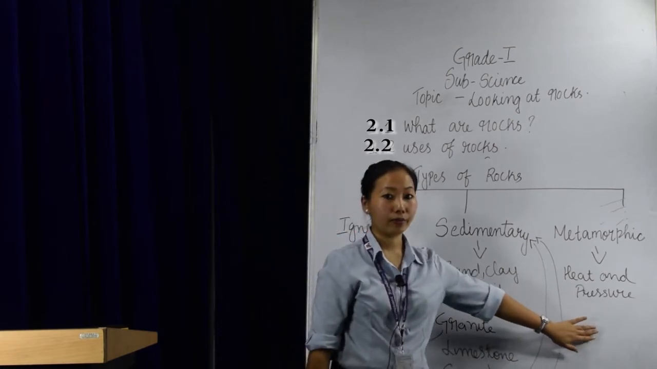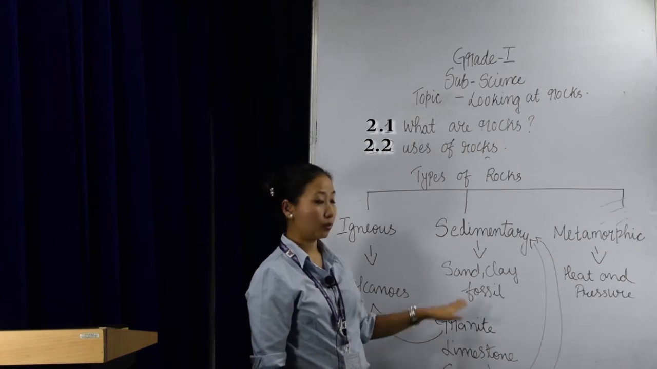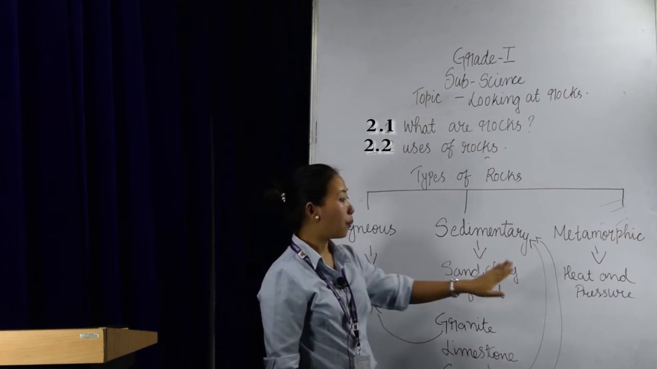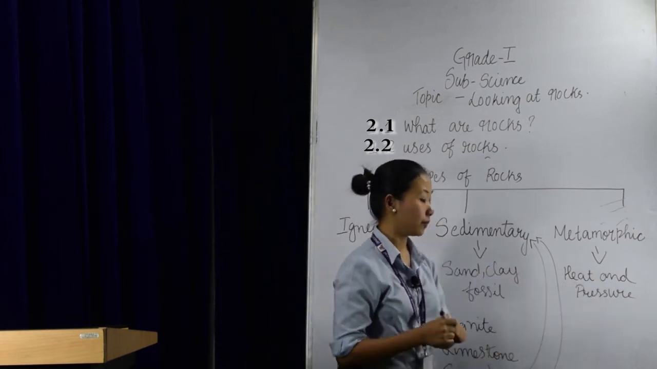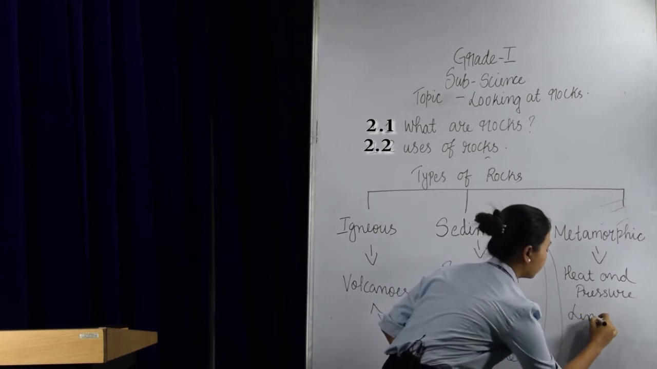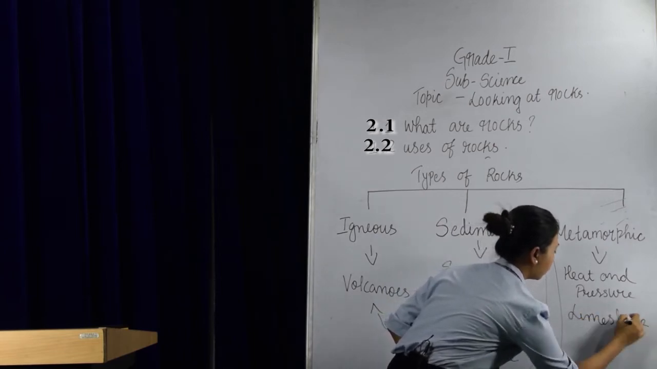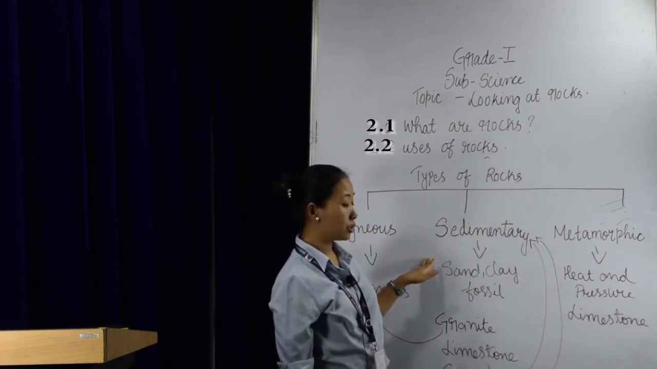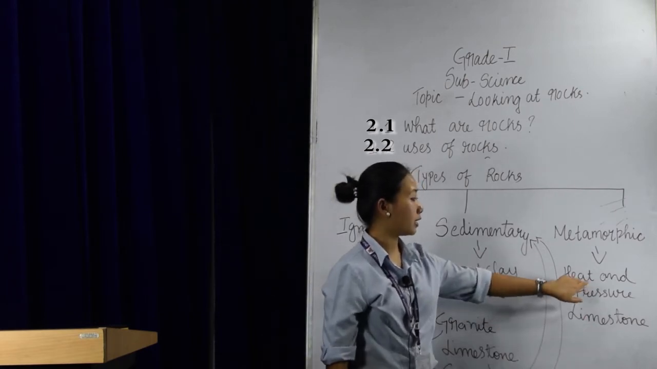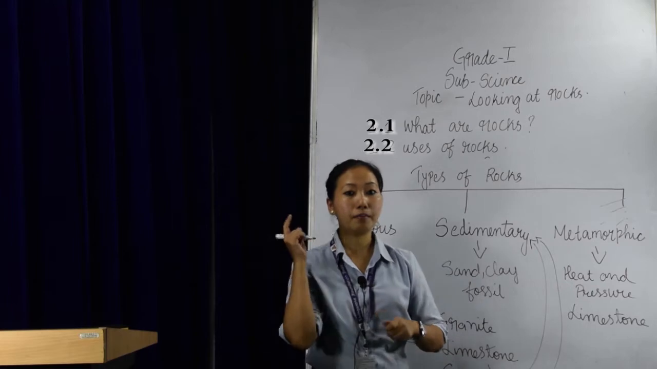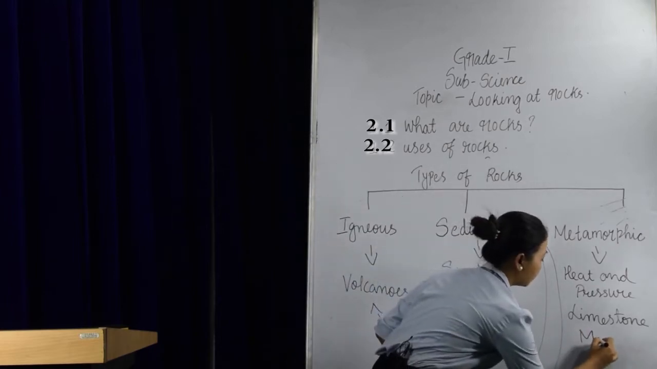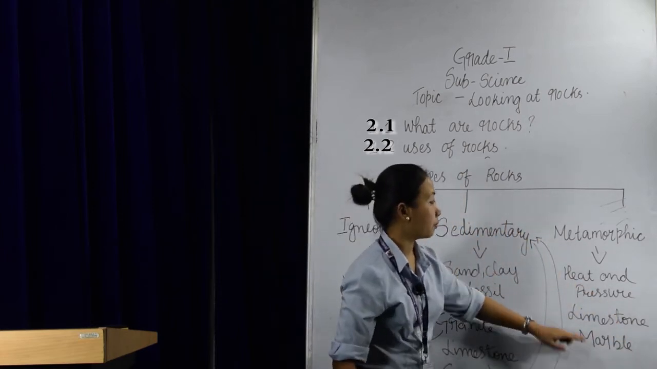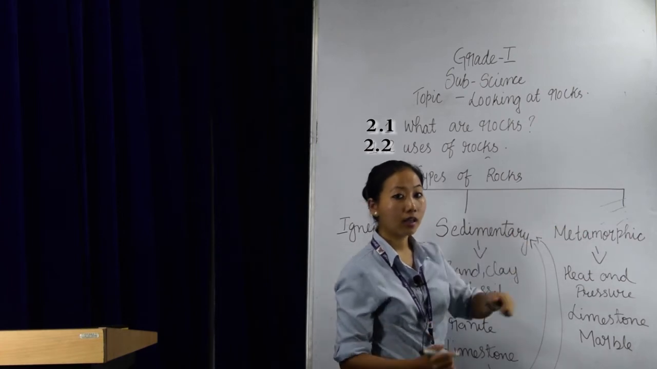Now, metamorphic rock. Example, limestone, which is a sedimentary rock. Limestone, which is a sedimentary rock, when it is subjected to heat and pressure, it turns into marble. It changes into marble, which is a metamorphic rock.